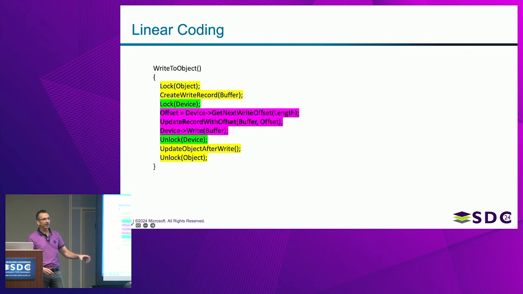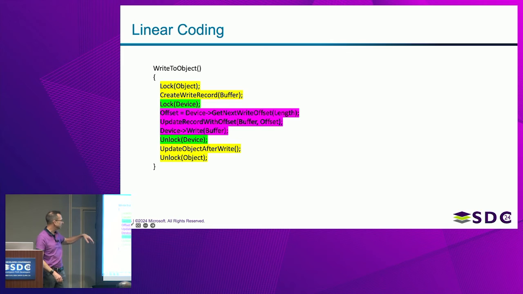And now I'm going to lock the device because I don't want anybody else touching it while I do an append, right? I want to write to the end, and I need to know that I'm the one writing to the end, because if anybody else tries to write to the end of it, I'm going to get an error. So then I find out where that offset is, and I update my buffer with that offset and some other things, and then I actually do my write.